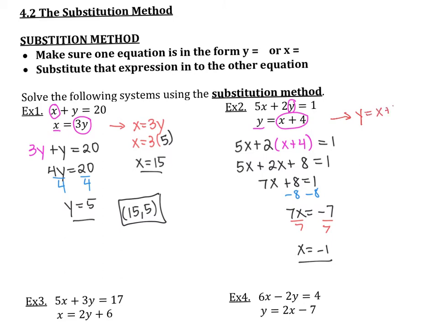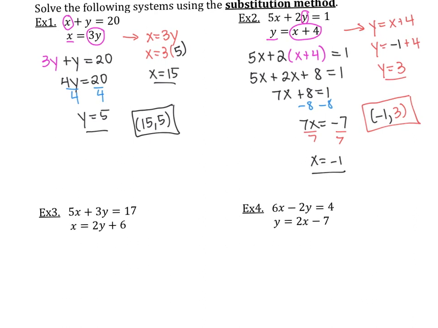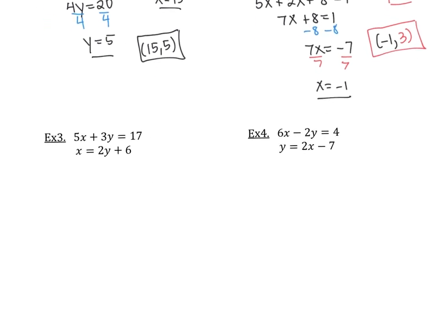So for y equals x plus 4, instead of x, I already know x equals negative 1. Negative 1 plus 4 is 3. So y equals 3. My answer should be an ordered pair. The x goes first, the y goes second. So my answer is negative 1, comma 3. We will always have ordered pairs for these. Okay, let's do 2 more examples and then I'll leave some for you to practice.